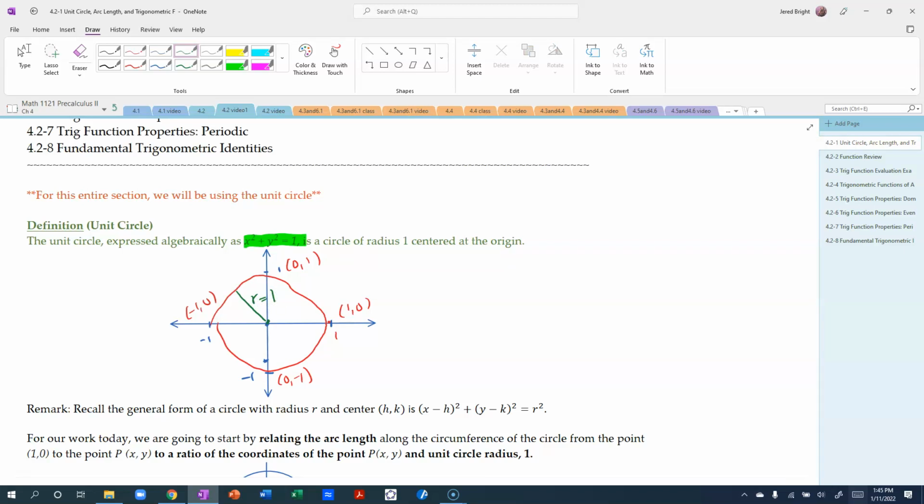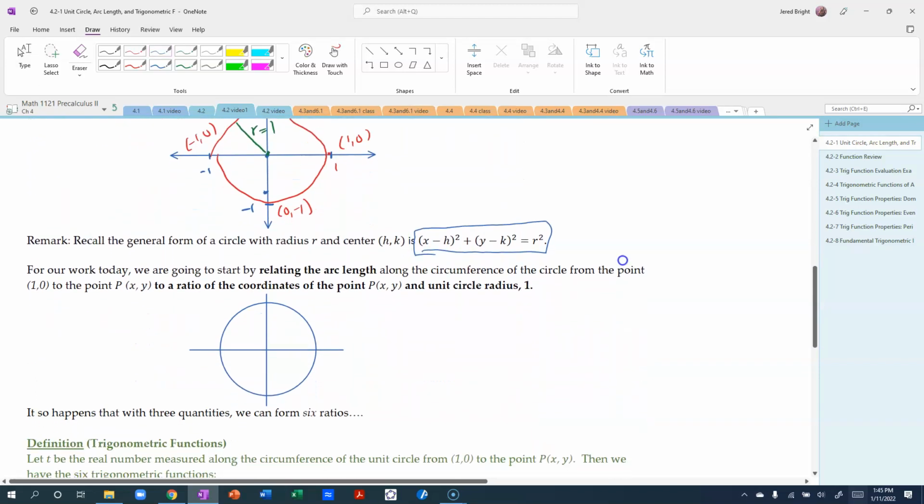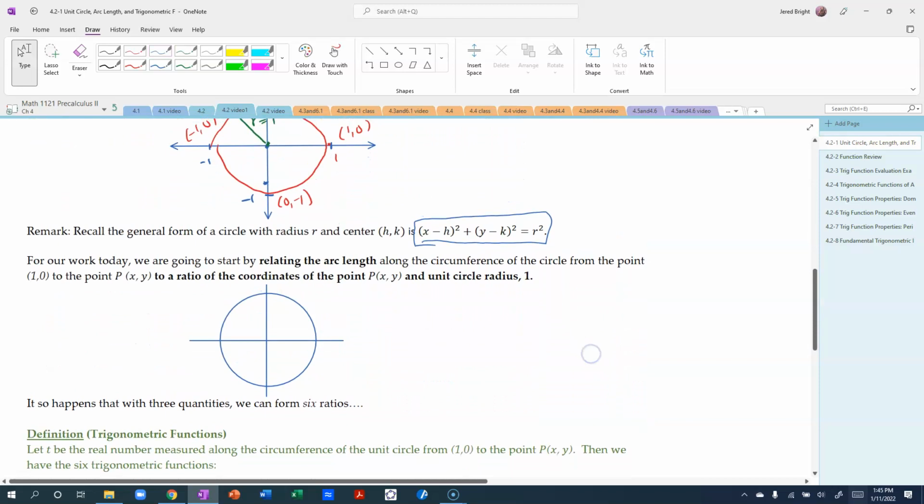And just as a nice side remark, if you remember this formula, you probably have seen it back in high school mathematics. For a general circle of radius r with a particular center at (h, k), this is the formula that you might remember. Nevertheless, we want to start today by thinking about the arc length. We learned about arc length. We remember this formula: s equals r theta, where r is our radius of a circle, theta is the central angle, and s is the arc length.